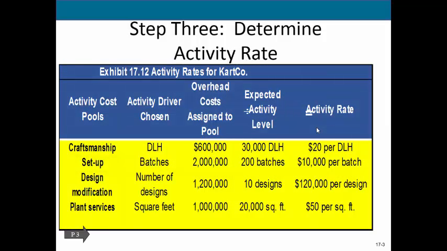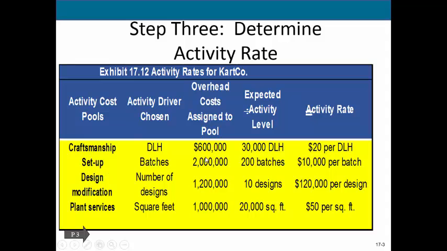So let's look here. For the craftsmanship activity cost pool, if you'll remember, we decided that $600,000 of our total overhead was related to craftsmanship. Divide that by the expected activity level of 30,000 batches, and you'll see here our activity rate is $20 per direct labor hour. The same thing is true for all of our other activities. We come up with our activity rate by taking the costs related to that pool, dividing it by the activity level.